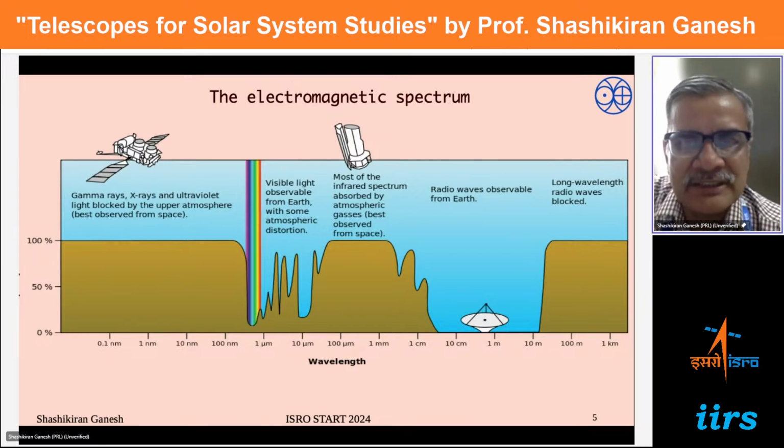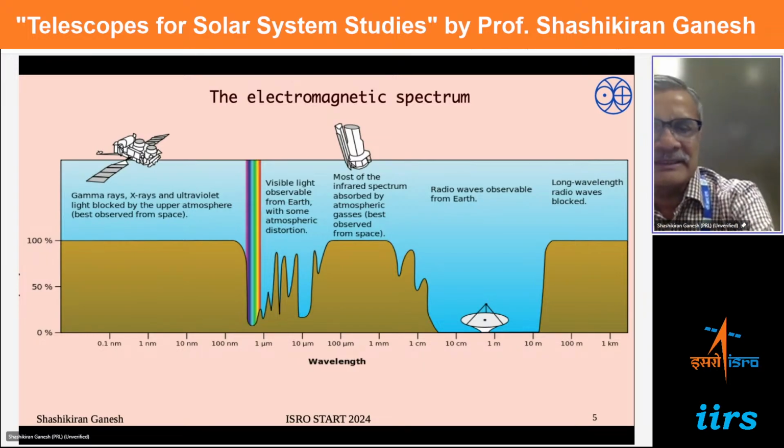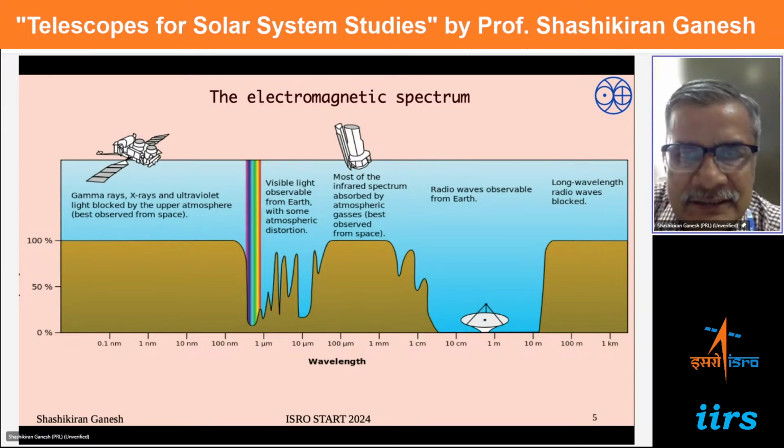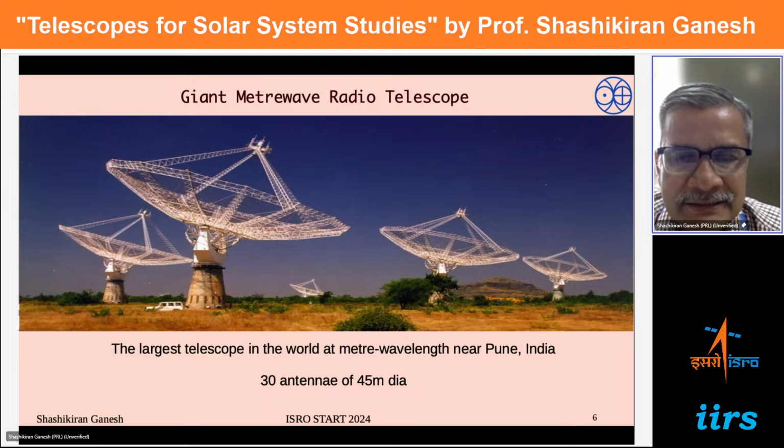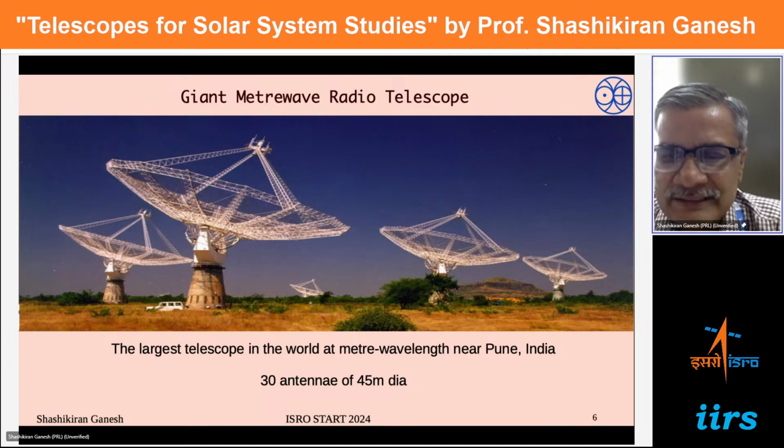Now let me come to what kind of telescopes we have in this electromagnetic spectrum. We'll start with something which we should be really proud of, and that is the Giant Metrewave Radio Telescope, which observes at meter wavelengths. It is the largest one in the world. It is at Kolad, near Pune in Maharashtra, and it consists of 30 parabolic dish antennas of 45 meter diameter each.